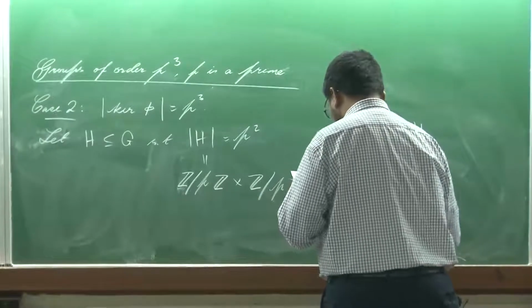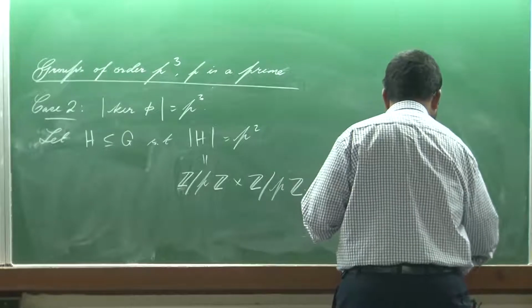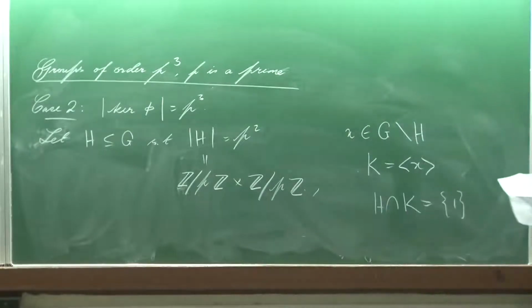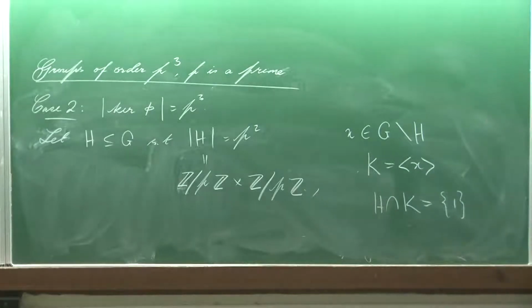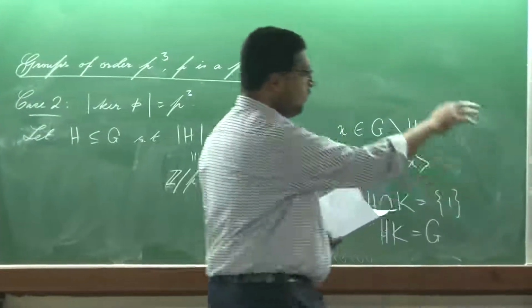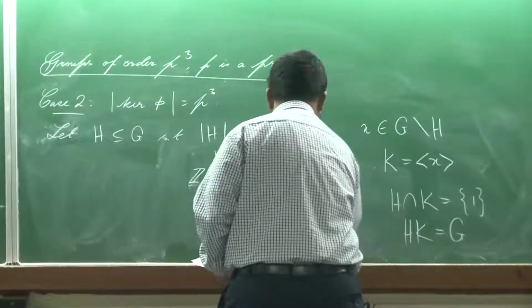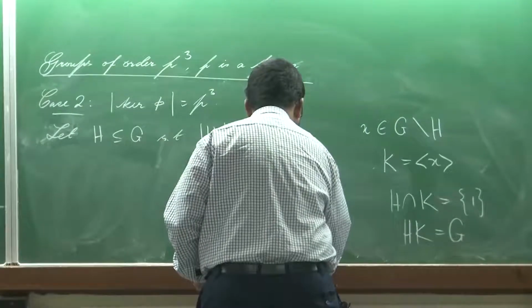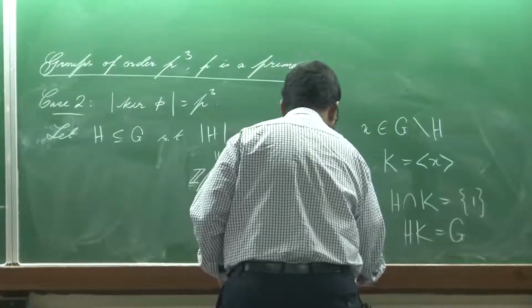Now, it's an obvious verification that H intersection K is trivial, because this has order p square, this has order p, the similar logic, just the verbatim repetition of this, and this also follows by the same old argument. Hence, like earlier, G has to be isomorphic to a semidirect product of H and K for some non-trivial homomorphism phi.